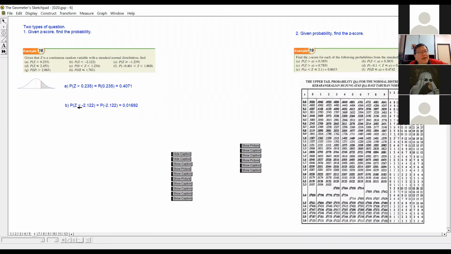Probability of Z less than negative 2.122, you just type P there, because less than is P. Your calculator, no, this one is not our standard mathematics symbol. This one, in the exam, you don't write this. This one is the symbol from the calculator. Same thing, in the exam, you don't write this. This one is for the calculator only.